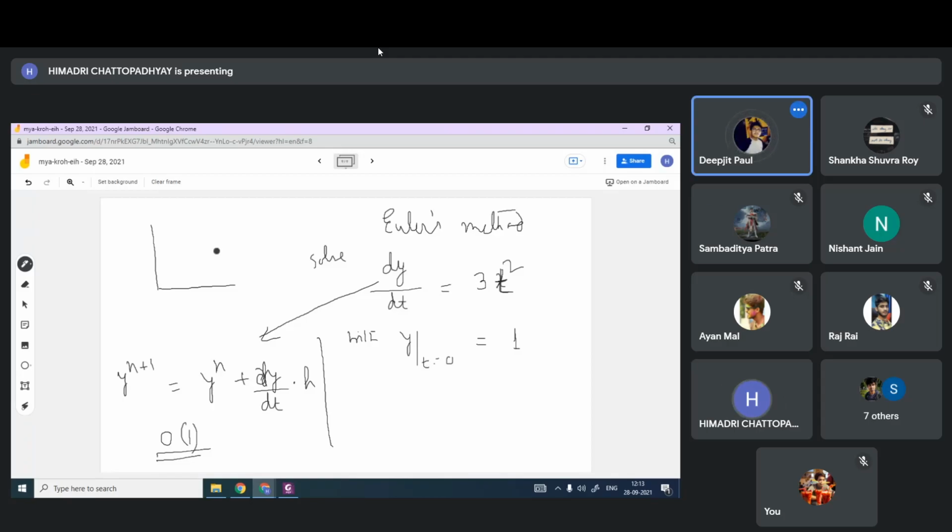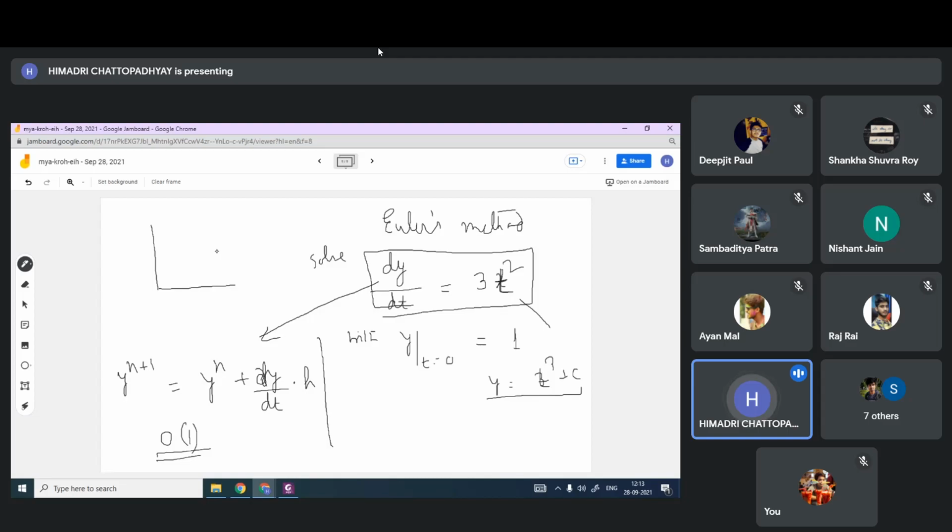Yes, sir. So here you can have an analytical solution. What is the analytical solution? y is equal to 3t cube by 3, so t cube plus c. This is the analytical solution. But in numerical analysis, you solve numerically. That means you get discrete points where you get the value. So, let's say t equal to 0.